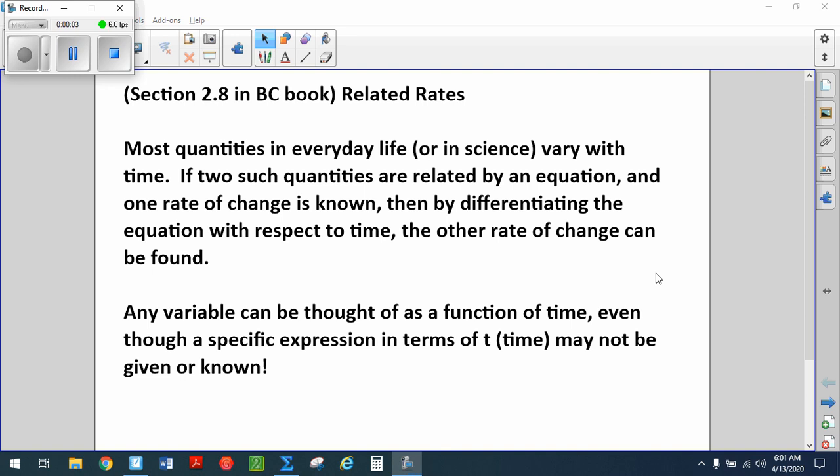Good morning. Welcome to the next week of e-learning. This week we're going to be talking about related rates.